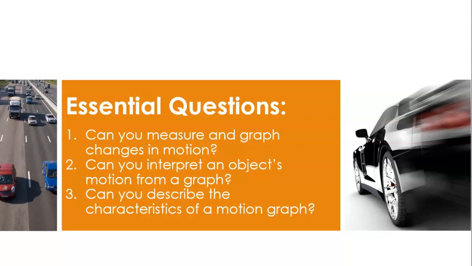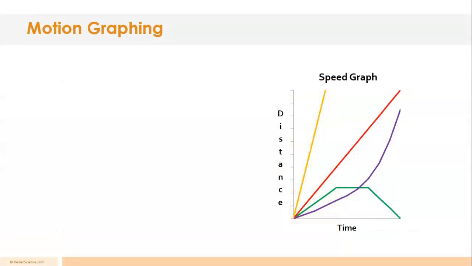By the time we get through the next few days, you should be able to measure and graph changes in motion, interpret an object's motion from a graph, and describe the characteristics of a motion graph. So let's start. We've got a graph here, all kinds of lines on it.